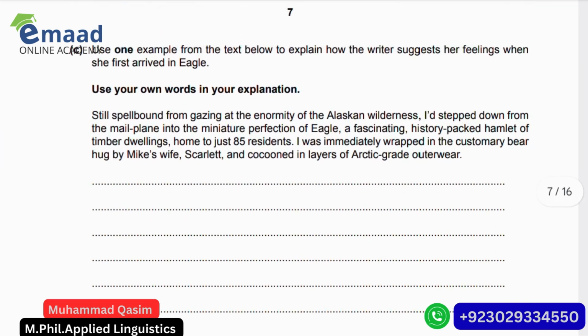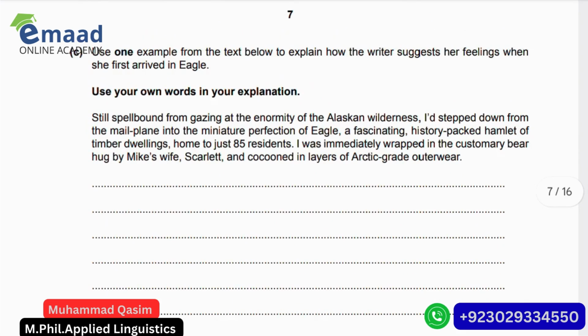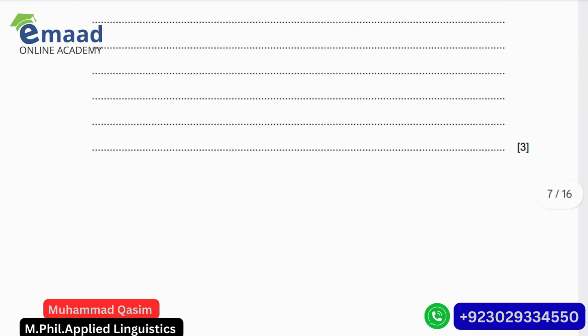So you have to choose one example, and then you also have to explain how the writer used language powerfully, or what the writer suggests about feelings, using this language, these types of expressions and phrases.